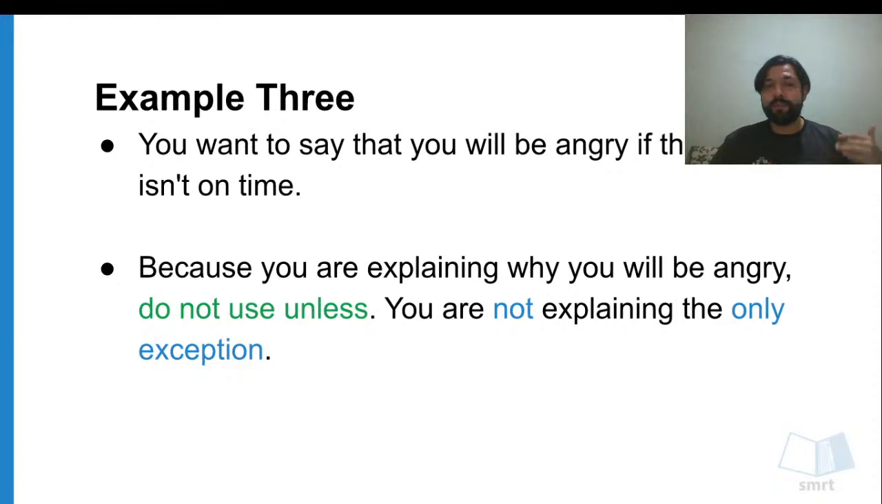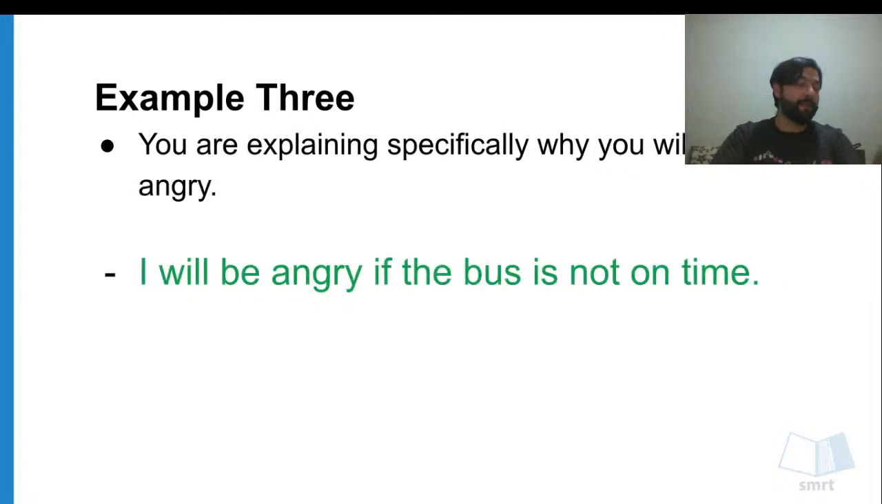Or you want to say that you will be angry if the bus isn't on time. Because you're explaining why you will be angry, do not use unless. You are not explaining the only exception. So here they put a more complex situation. So you will be angry if the bus is not on time. So in this case, it's not the only exception why you will be angry or not. So let's see the example they make. I will be angry if the bus is not on time.